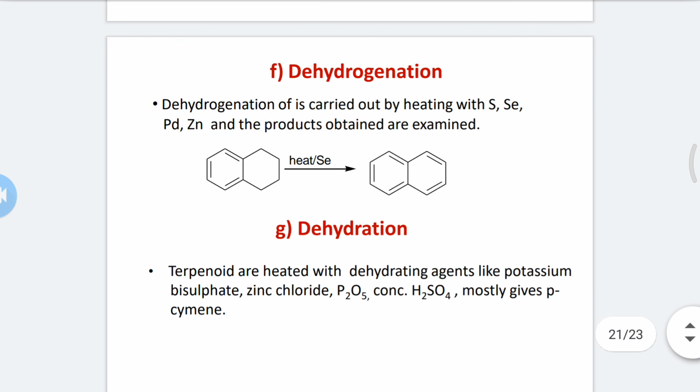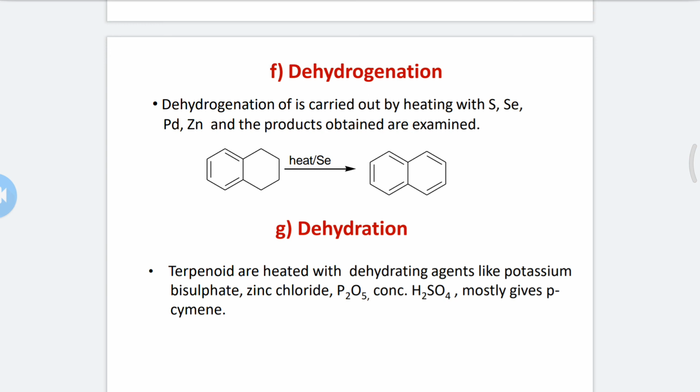Another method is dehydrogenation, the removal of hydrogen from a compound. Dehydrogenation is carried out by heating with sulfur, selenium, palladium or zinc, and the products obtained are examined. For example, this cyclic compound reacts with selenium in the presence of heat to form a naphthalene.